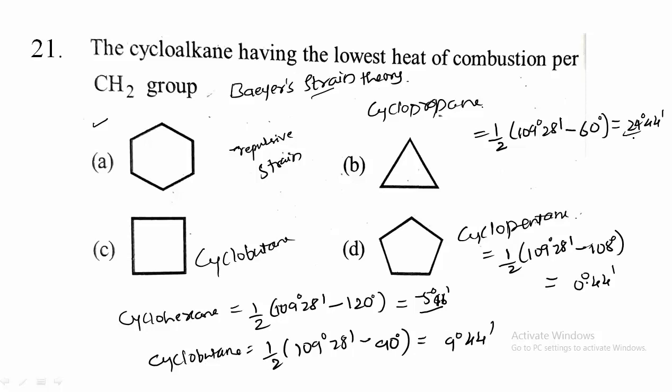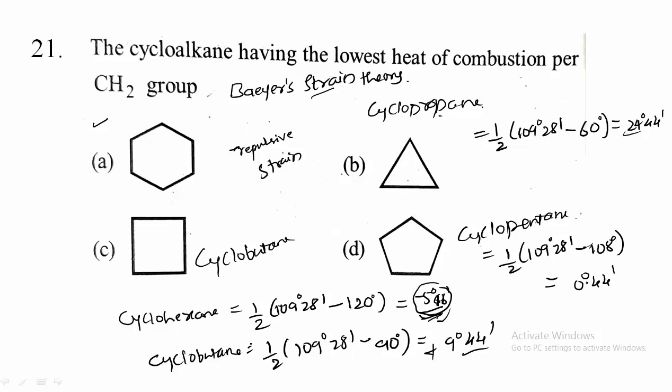So among these, which one has the least angle of deviation? The least angle of deviation is in cyclohexane, that is minus 5 degree 16 minutes. These are all in plus form and this is present in minus form. So the least strain is there, and therefore the lowest heat of combustion will be present. Lesser the angle, lesser will be the strain, and lesser will be the heat of combustion.